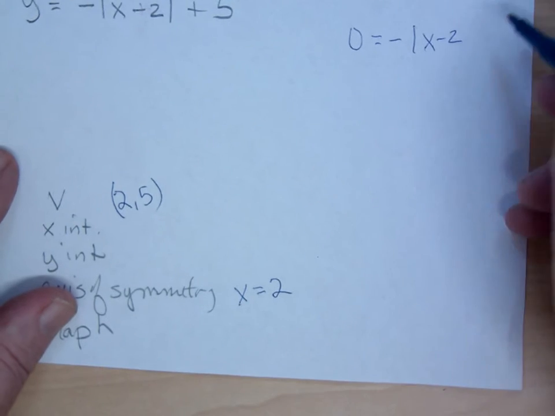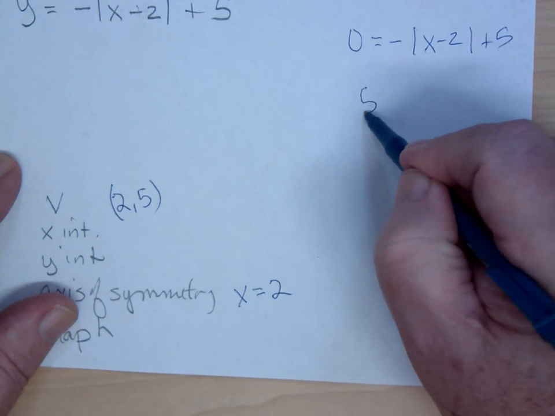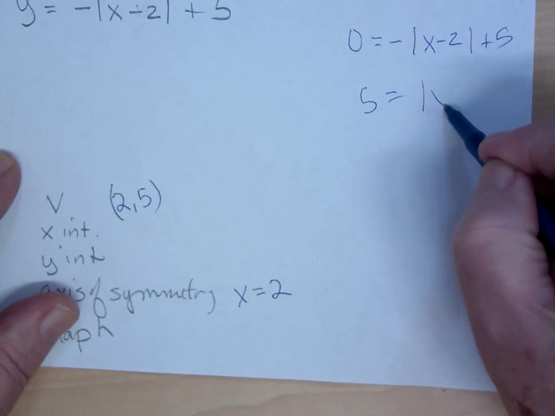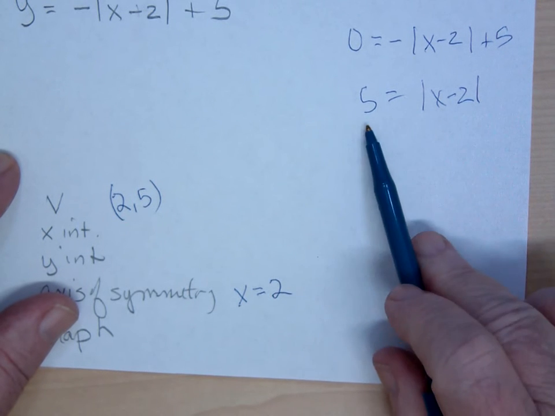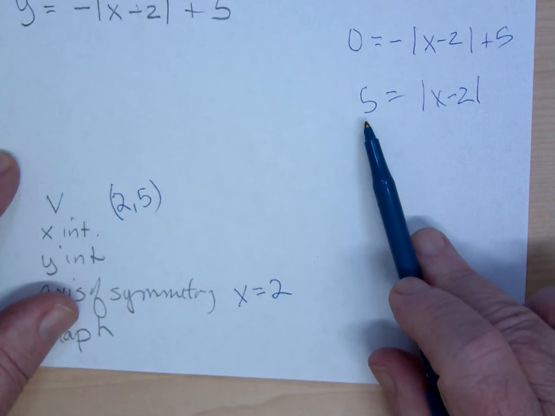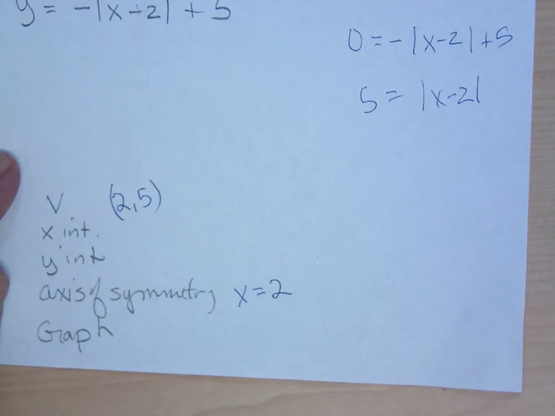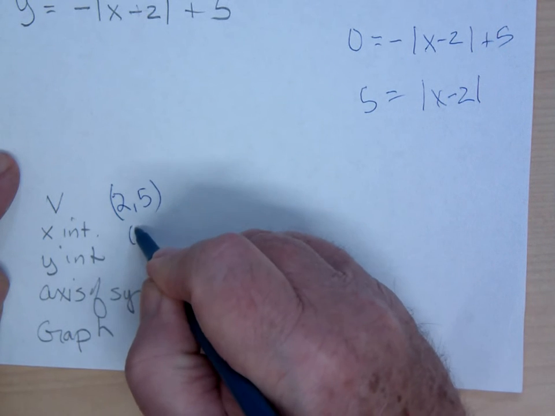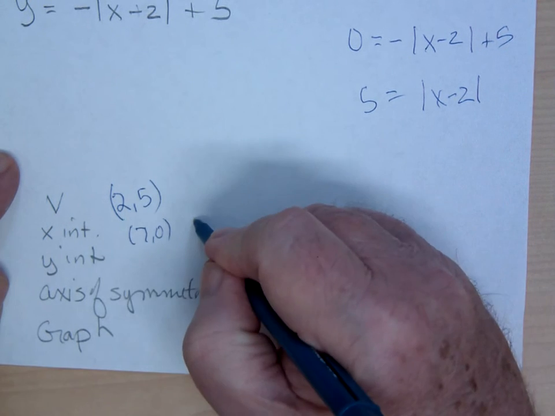I'll move that so we can see it. We put the 5 on the other side, so we're talking about the absolute value of x minus 2 equaling 5. So either x minus 2 is going to be equal to 5, or it's going to be equal to minus 5. So what we're going to get actually is 2 x-intercepts, and they are going to be (7, 0), and the other one is going to be (-3, 0).